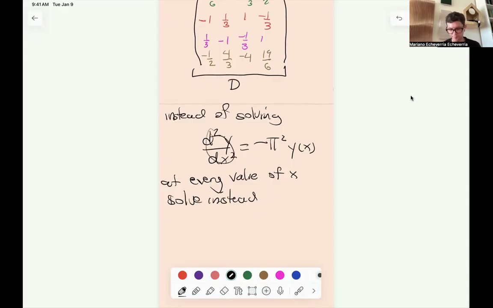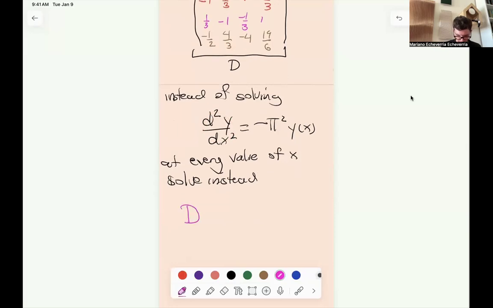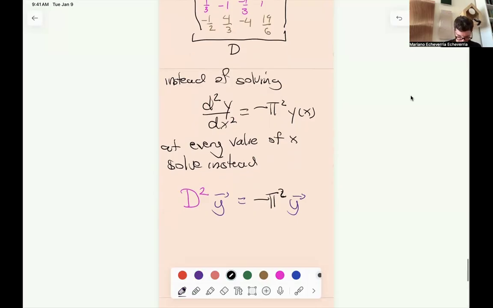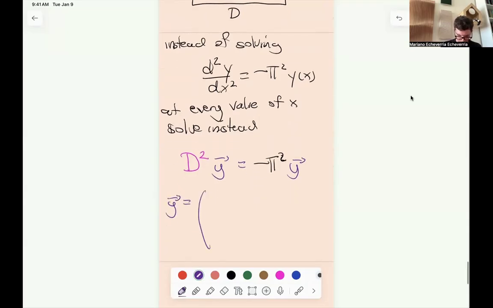The second derivative gets replaced with the differentiation matrix squared. So you try to solve D squared of y equals minus pi squared of y, for example. And that turns it into a linear system of equations that you need to solve. Here y would be y0, y1, y2, and y3.